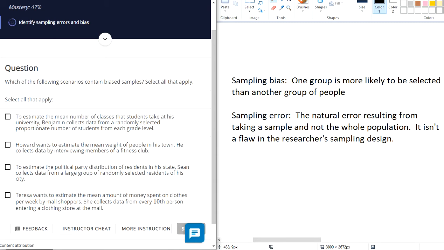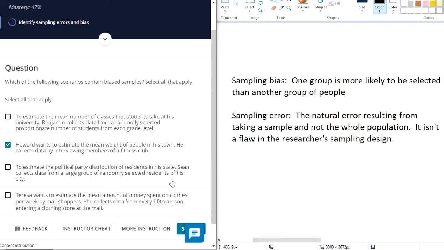Okay, so let's check the next one. Howard wants to estimate the mean weight of people in his town. He collects data by interviewing members of a fitness club. That's going to be biased, right? Because you're not getting everyone else in the town. The design of the survey is causing one group to be more likely selected than the other group.